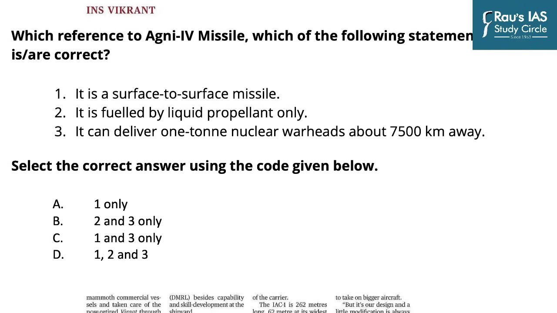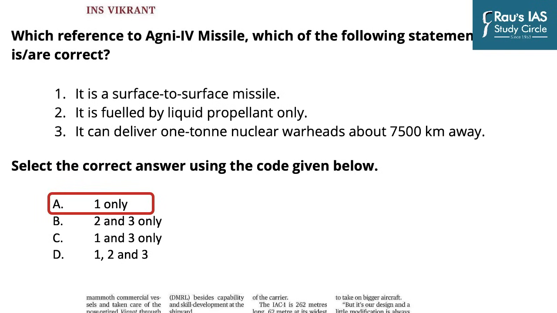With reference to Agni 4 missile, which of the following statements are correct? It is a surface-to-surface missile. It is fueled by liquid propellant only. It can deliver 1-ton nuclear warheads about 7,500 kilometers away. Select the correct answer using the code given below. So you can clearly see up to what detail UPSC has gone in the past to ask about defense equipments. Of course, in this case, the answer was one only. It has two stages of solid propulsion, so the second statement is eliminated, and it has a range of 4,000 km with 1-ton nuclear warhead, so third is eliminated as well, leaving us with right answer A.